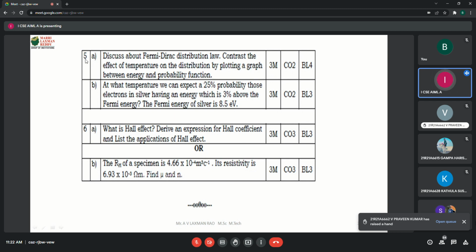Now 5a and b, these two questions come under unit 2 only. In the next class tomorrow we are going to discuss unit 3a, the first half of unit 3a. There will be only one question, theory or problem, 6a, b, like this. This is about set 1.